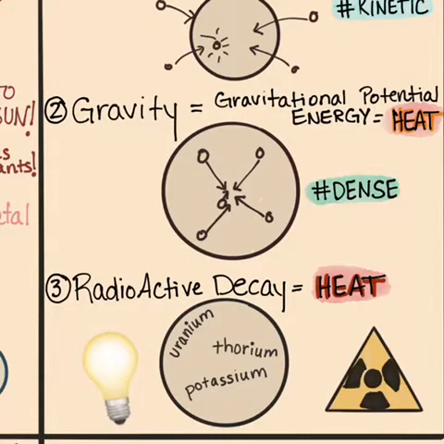And lastly, you may remember talking about radioactive decay. There are certain elements that, as they decay, transfer energy over into thermal energy as well. So uranium, thorium, potassium, those are the elements that, as they decay on the planet, generate this thermal energy that keeps our planet nice and toasty.